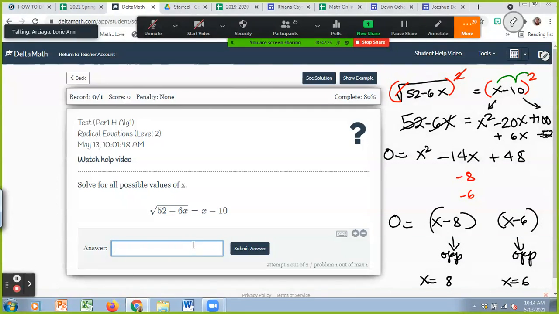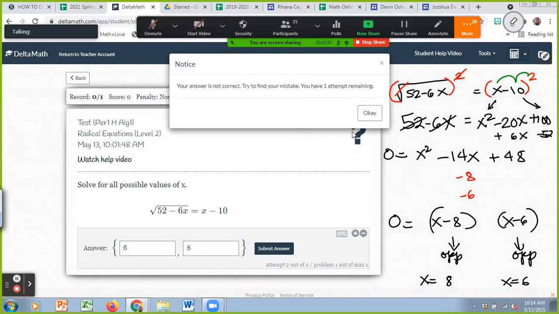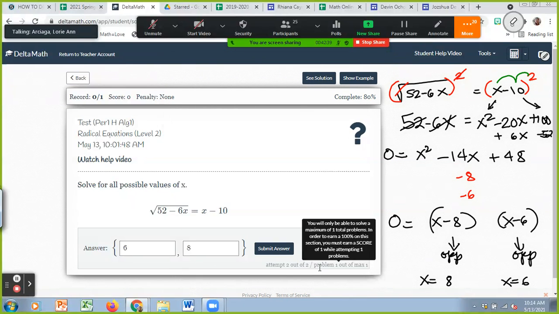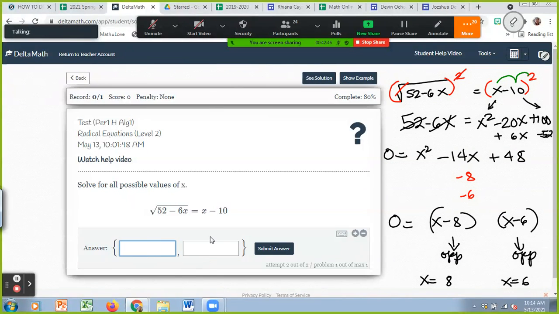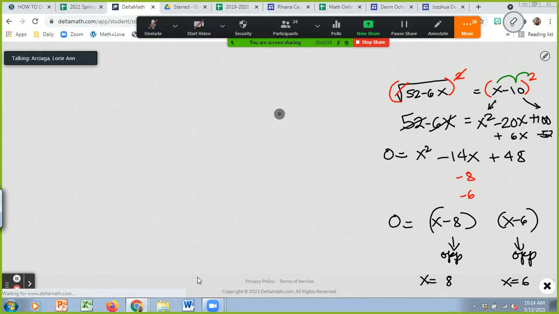So let's try to put them in, 8 and 6. See? Because both came out to be false. So what am I going to do here? How do I put it if there's no solution? How do I put no solution in Delta Math? Because both turned out to be false.